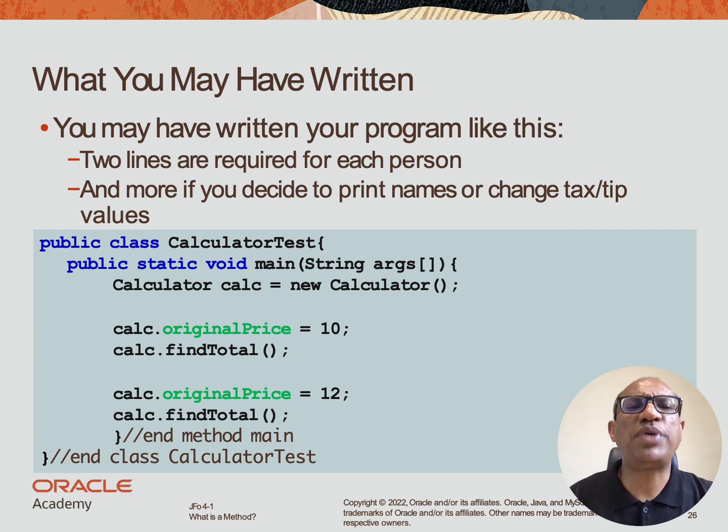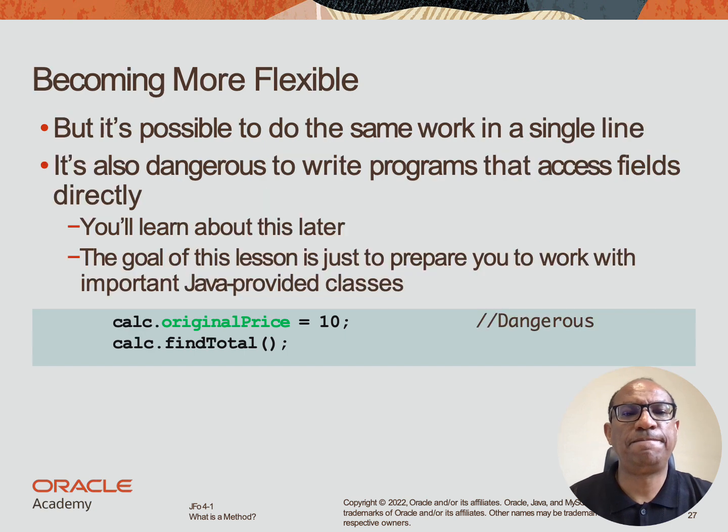Eventually, you'll learn to pass values as arguments into your methods, like the original price or even the person's name. That will let you do the same work in one line. You might start out writing 2 lines per guest, one to set the price, one to call findTotal. But there is a better way coming.